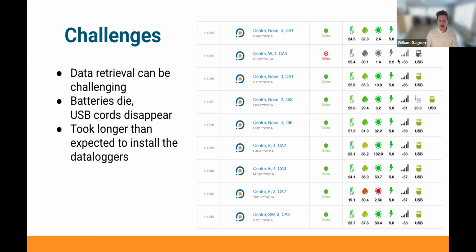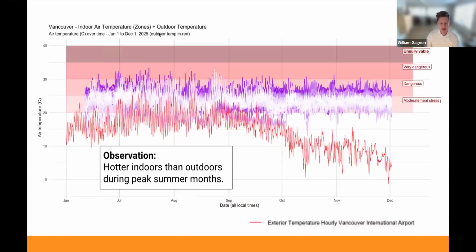Here you can see on the second line 2.2 volts, meaning that the USB was probably disconnected and the battery's dying, so we have to go and reconnect those regularly. It is a lot of work, mostly on Kristen, to chase those data loggers that go offline. Sometimes the USB cords disappear. We don't really know why. We suspect some of them are required for personal use, and so the USB cords disappear. It is a real challenge to install those data loggers, and I'm grateful that we made it so far.